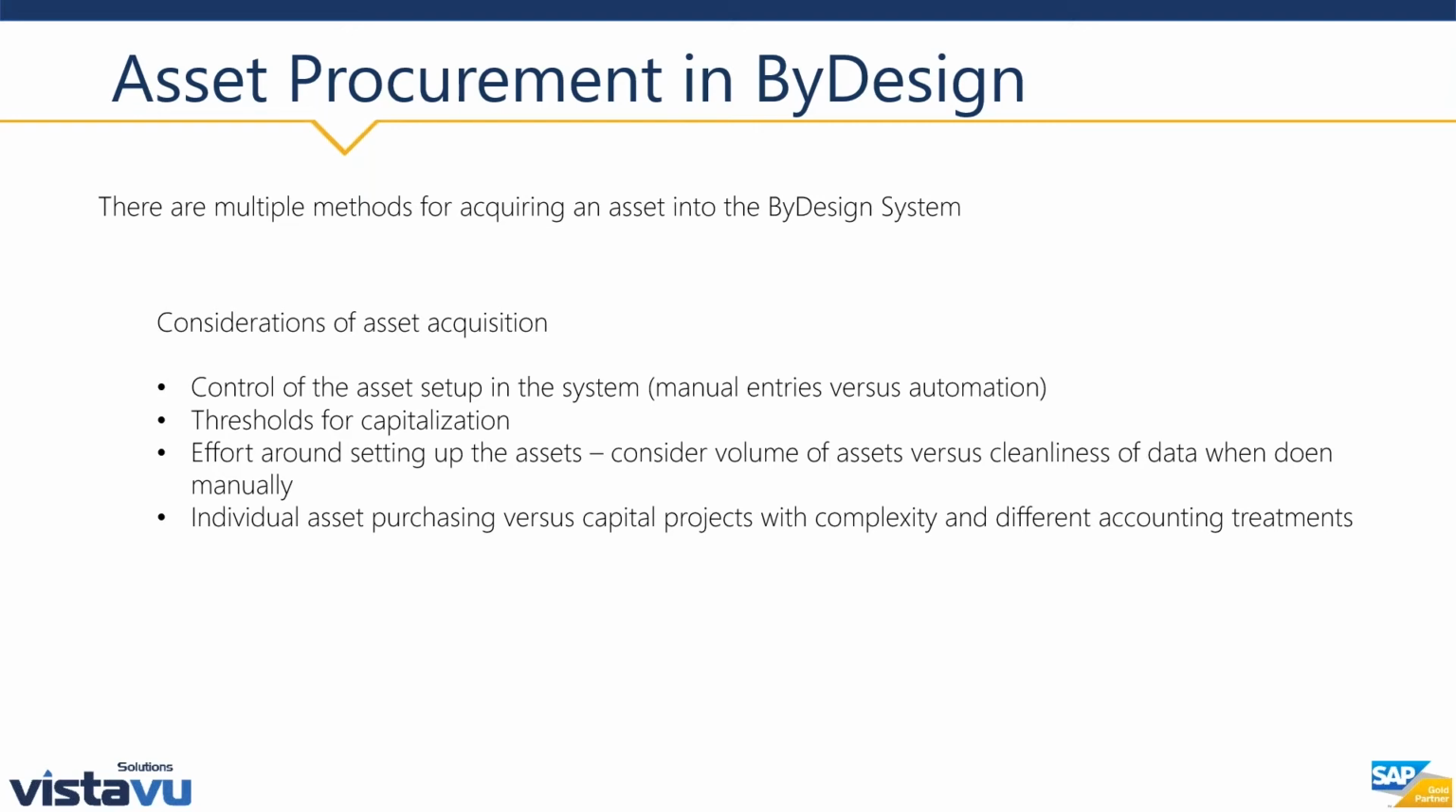Then there is the effort around setting up assets. Consider the volume of assets versus the cleanliness of data when done manually. If you are purchasing a high volume of assets, you are likely going to want some automation in your procurement to create the assets automatically inside the ledger. If, on the other hand, you are purchasing a low volume of assets but maybe at a high dollar amount, then whether it's manual or automated is not going to impact you significantly. And then there are individual asset purchases versus capital projects with complexity and different accounting treatments. This gets into the third way to do procurement, which is using capital projects.